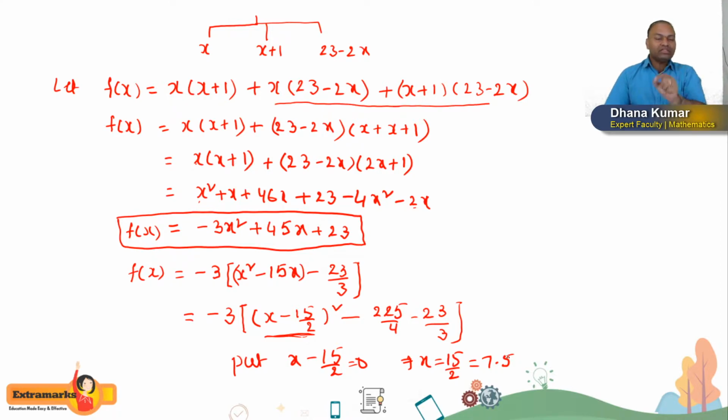But actually in this particular question, x means what? Number of children. Correct or not? But number of children means we can say that 7 people, 8 people, 20 people. But not like 7.5, 7.3 children. Is it possible? No, it's not possible. So therefore, I am taking the next number. What is it? 8. X is equal to 8.